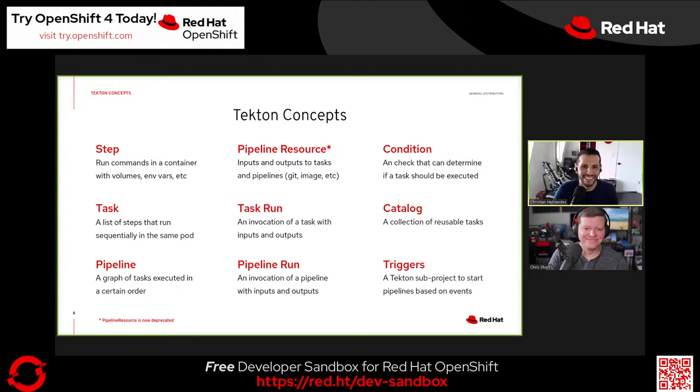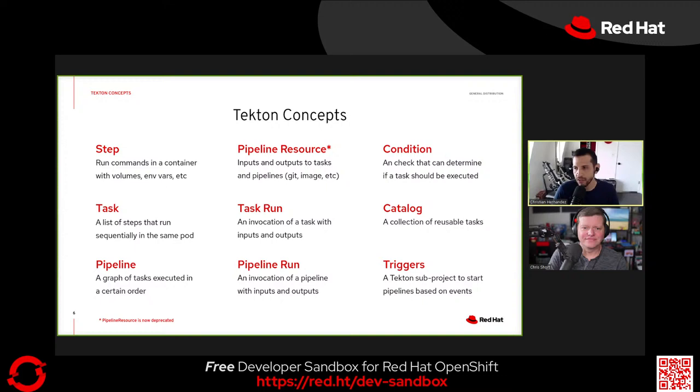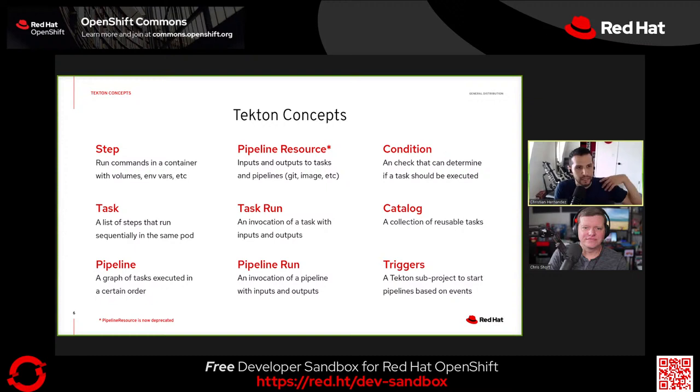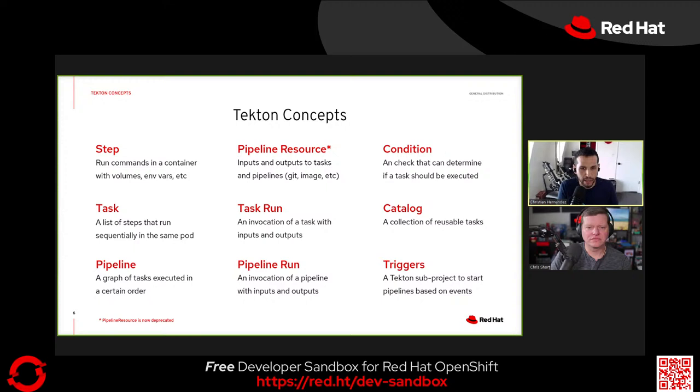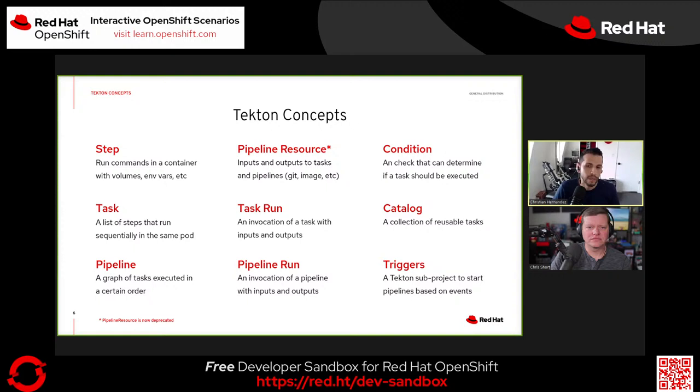A task run, and this will make more sense once I start drilling down, is an invocation of a task. A task is nothing but a definition, and a task run is an instantiation of that definition. It's kind of the difference between an image and a container: a container is a running version of the image. The same thing goes with pipeline run. A pipeline run is an instantiation of a pipeline. You define a pipeline, and when you run it, that's a pipeline run. And there are things like triggers. Tekton has the concept of triggers, just like any pipeline.